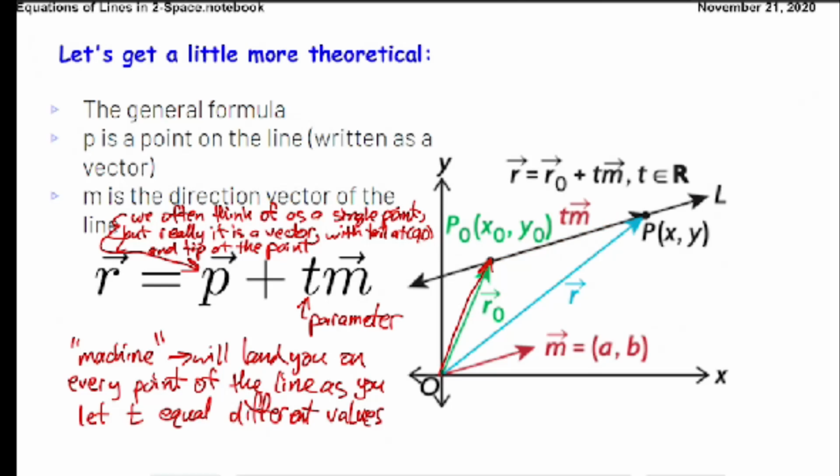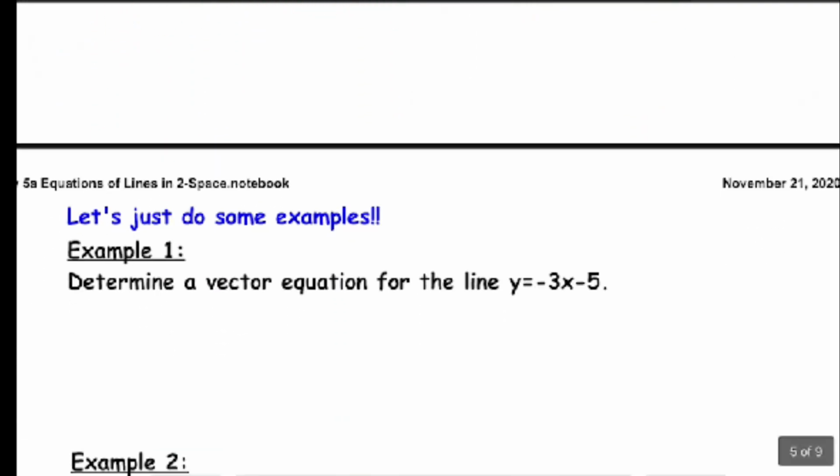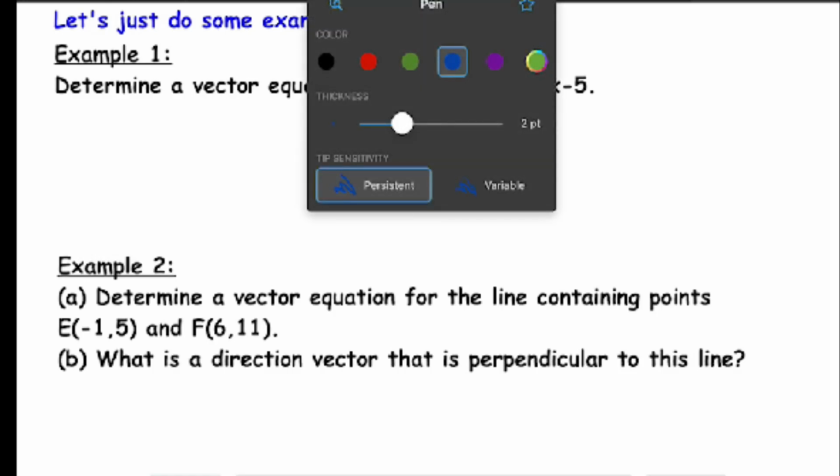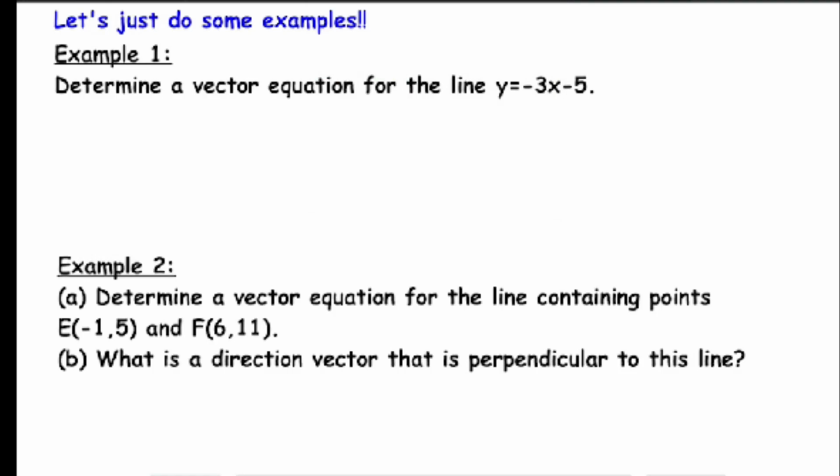There, that looks pretty good. So that's great. Let's take a look at some examples and actually try applying this. Example 1, determine a vector equation for the line y equals -3x plus 5. We're working in 2 space here, R2, so two-dimensional plane like we're familiar with. And we know our vector equation needs 2 components. It needs a point, and it needs a direction vector. Let's find those using our equation that we're given here.